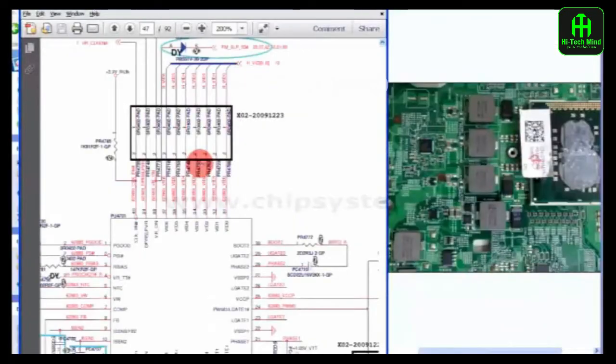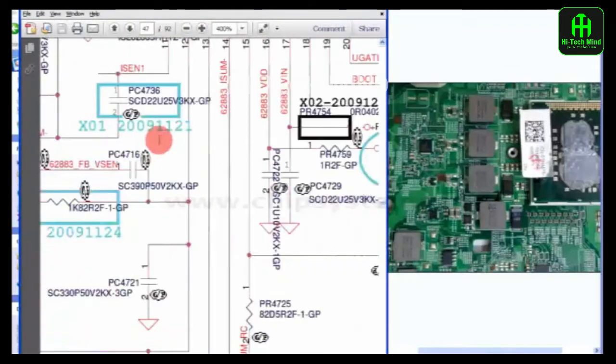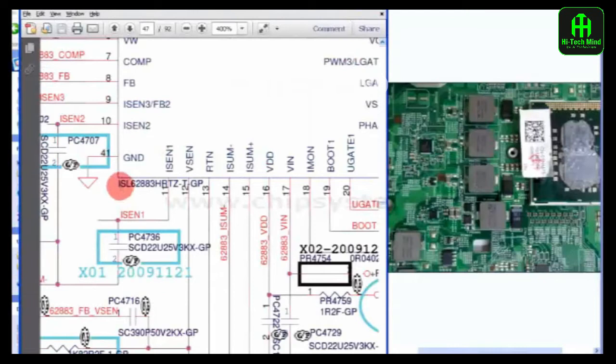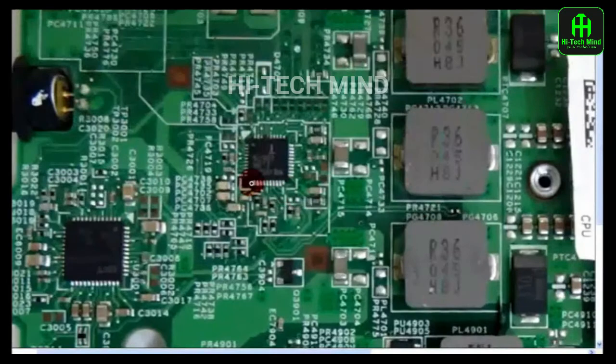Look at this schematic diagram. This is the CPU core power supply IC PU4701, IC number ISL62883. Look at the image. This is the Dell Inspiron laptop motherboard and this is the CPU core power supply IC ISL62883. The CPU core current is shared in each phase. How many phases are there, and how do we measure the phases here?